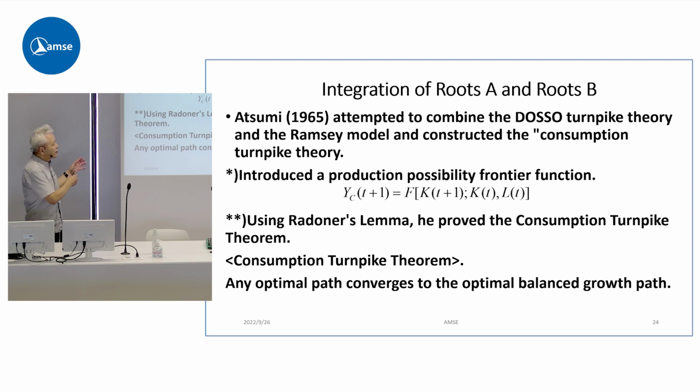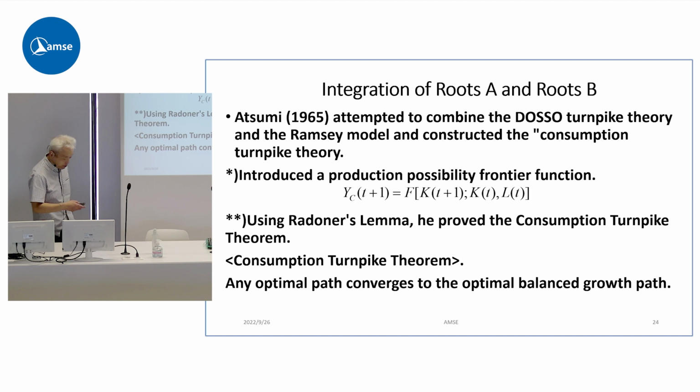And so now it is different. You know that flow exists. That's an integration of root A and root B. It was done by Atsumi, who was also McKenzie's student. They introduced this kind of production possibility frontier, and using Radner's Bayer-Ross lemma, they proved what we now call the consumption turnpike theorems. So any optimal path converges to the optimal balanced growth path. So this is very standard. In time, for example, he proves it. So this is another one.